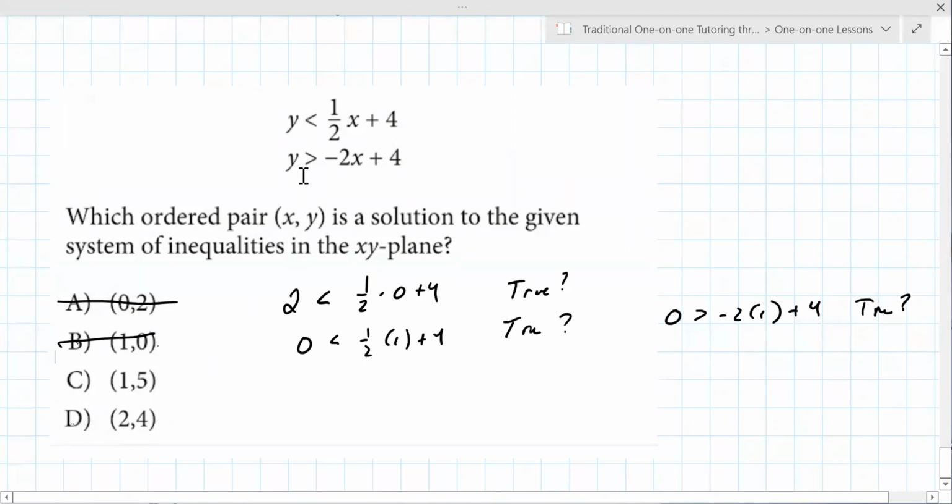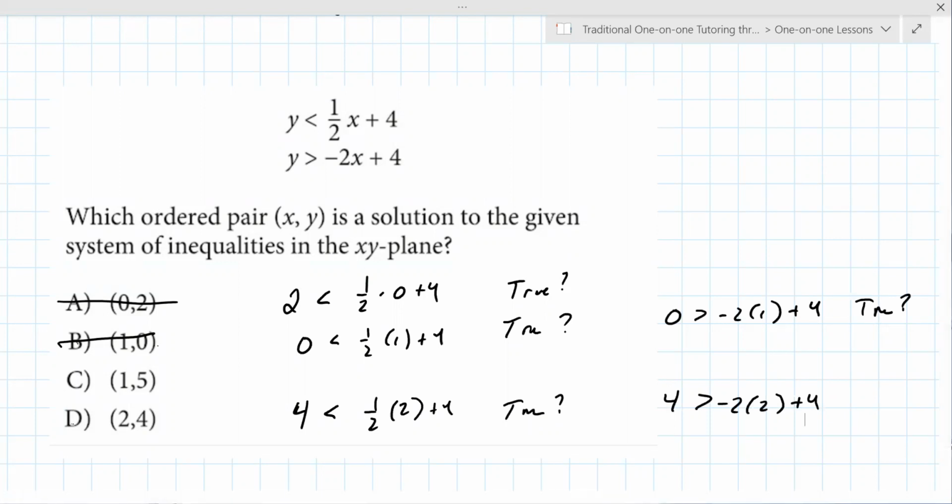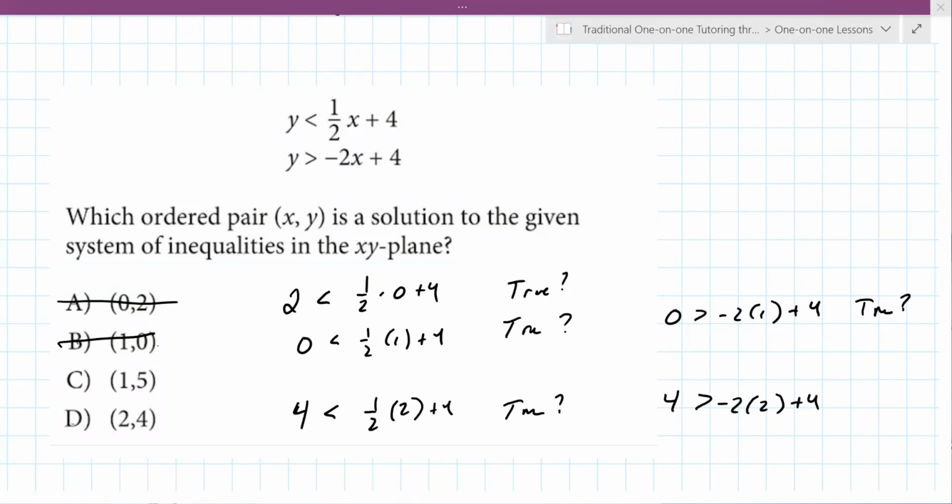I would actually try D because multiplying by a fraction just isn't ideal, and D has got the 2 there. So is 4 less than 1/2 times 2 plus 4? Is that true? Yes. So we go on to the next one. Is 4 greater than -2 times 2 plus 4? Yes. Okay. So I'd like you to use that strategy and try a problem on your own, just like that.